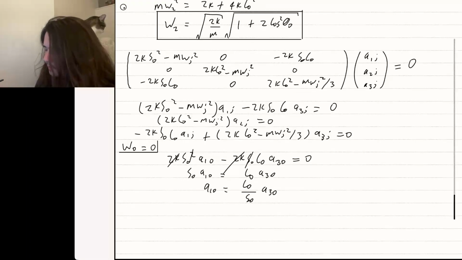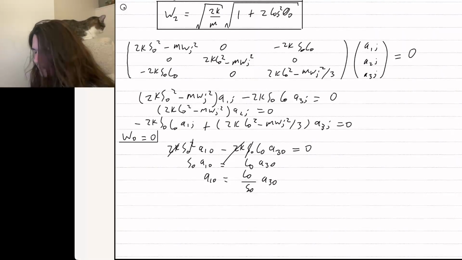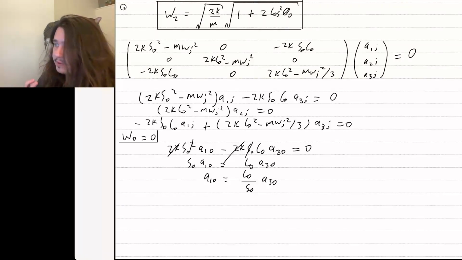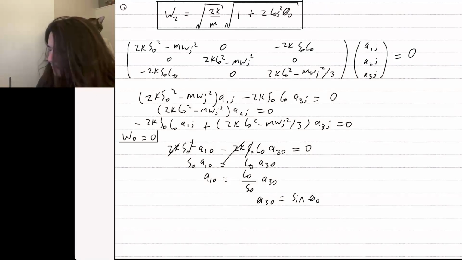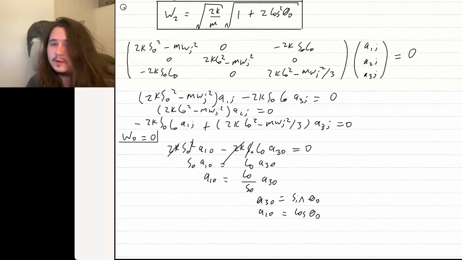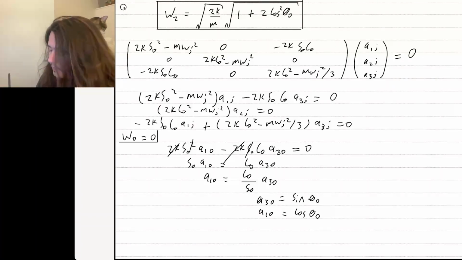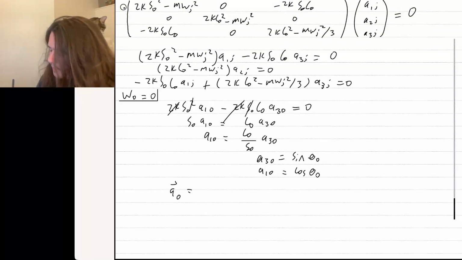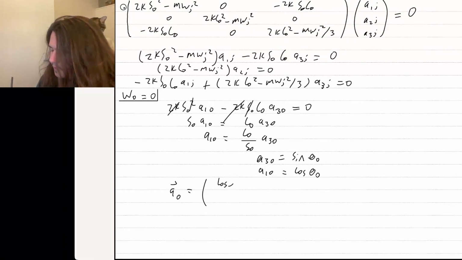So the easiest way to set up this eigenvector is we set a30 to some normalizing factor times sine theta naught. And at that point, a10 will be cosine theta naught, and then the normalization factor is actually 1 if you set it up exactly like that. So the first eigenvector is going to be cosine theta naught, 0, sine theta naught. We can take that to the bank with us.